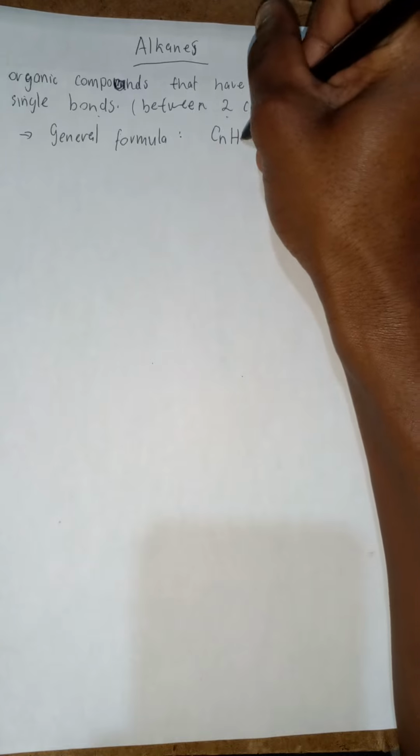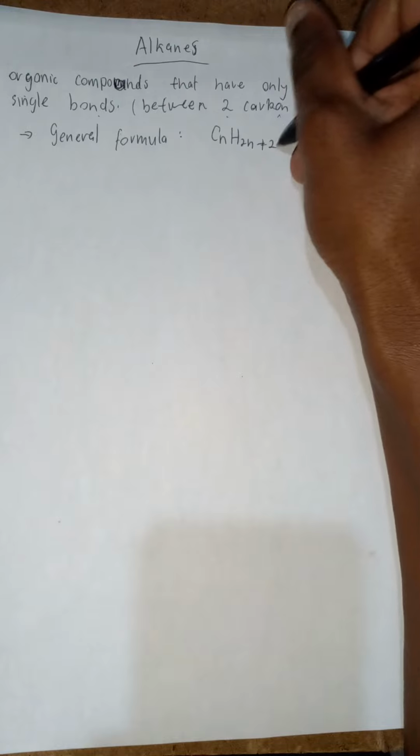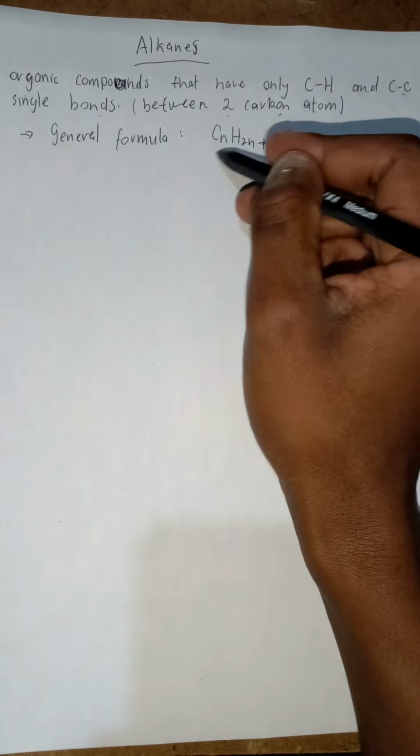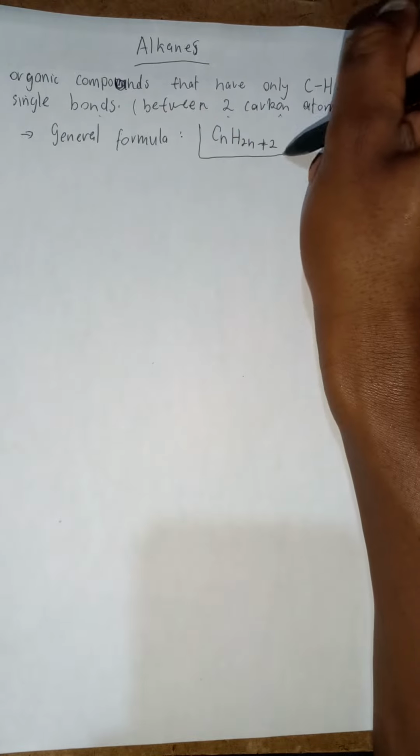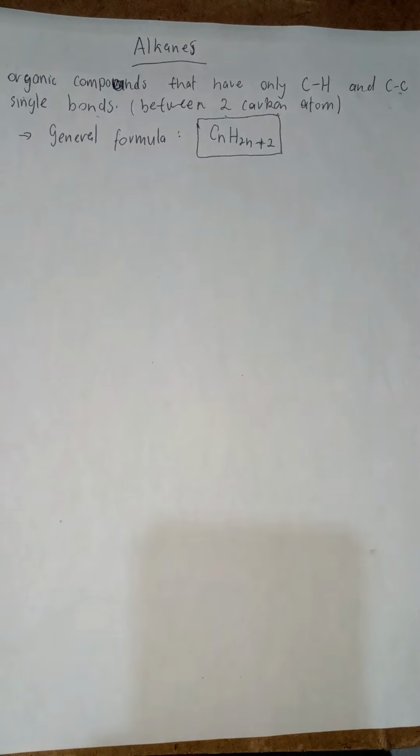So it has a general formula of CnH2n plus 2. This is the general formula for writing the alkanes. All the alkanes fall under this general formula. If it doesn't fall under this general formula, it's therefore not regarded as an alkane.